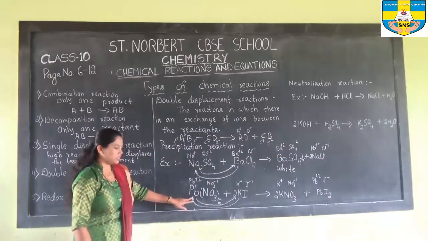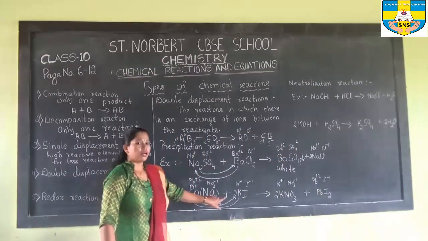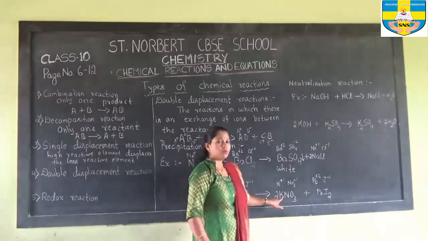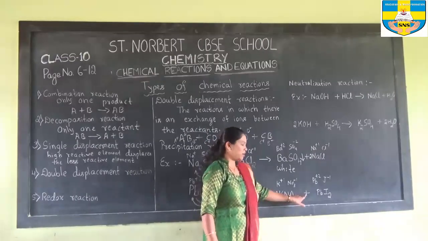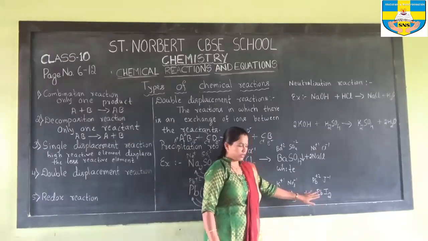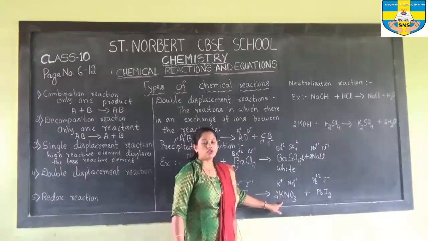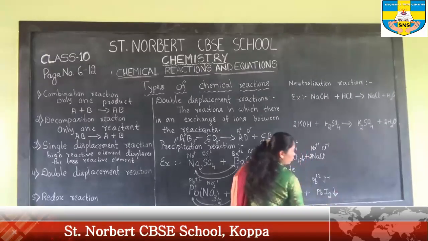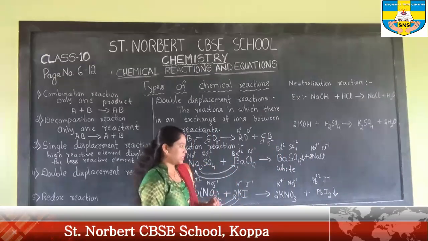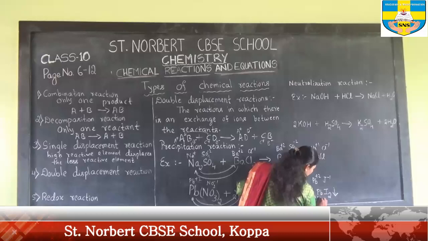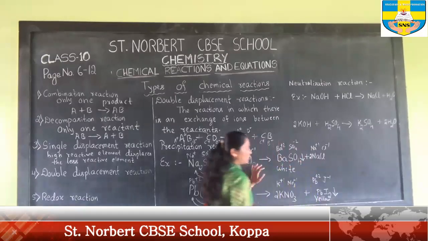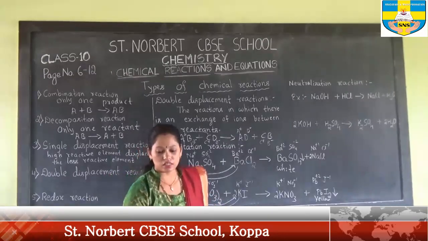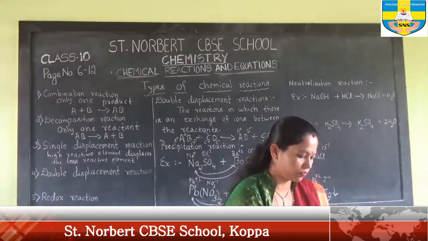So the reaction is lead nitrate reacts with potassium iodide. The products are potassium nitrate and lead iodide. In this reaction, the KNO3 is soluble in water, but PbI2 is insoluble in water, that is a precipitate. That precipitate is yellow in color. Now we will see this in the reaction.